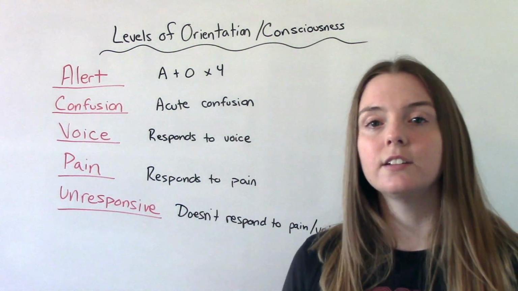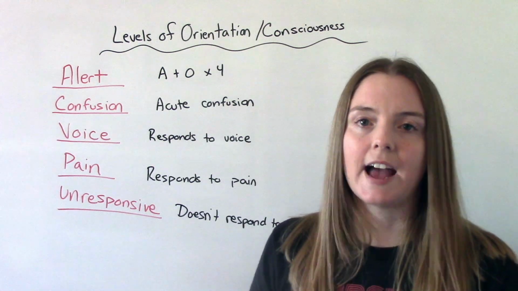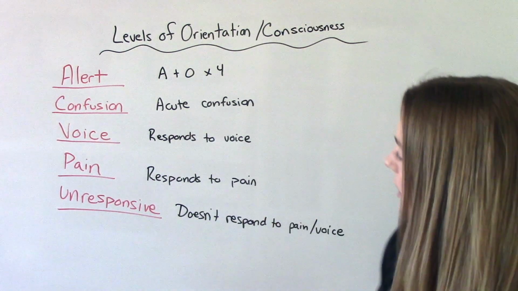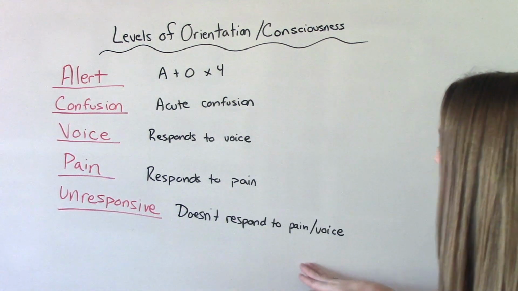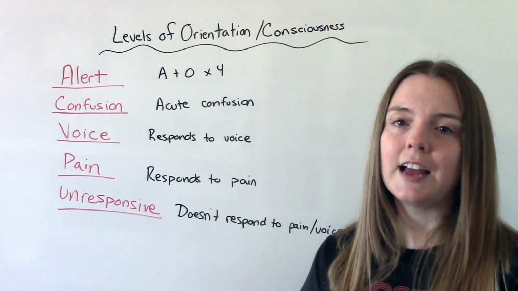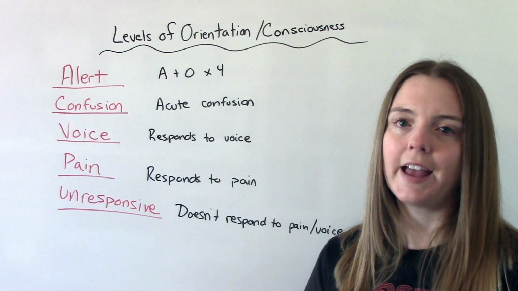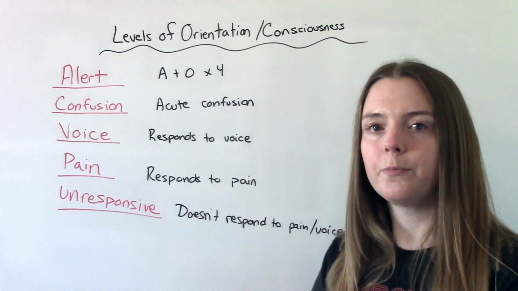Response to pain. So pain would be like a trapezius pinch or something like that to get them to respond to you. And then finally, unresponsive is no matter what you do. They don't respond to pain, they don't respond to voice, nothing. So this is a really quick tool that you can use on your patient who might have an altered level of consciousness to kind of determine where they're at right now.